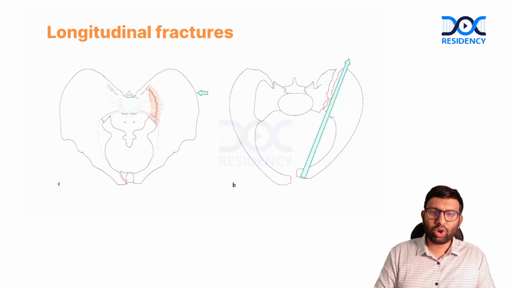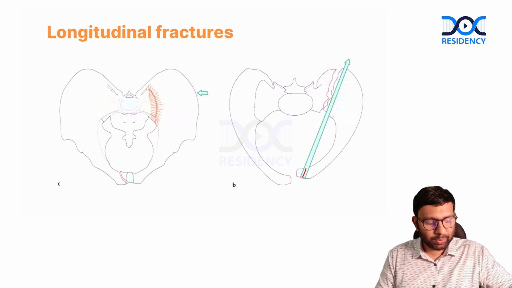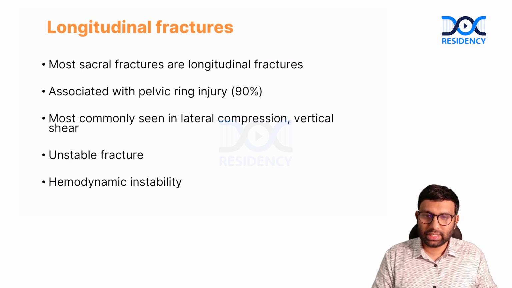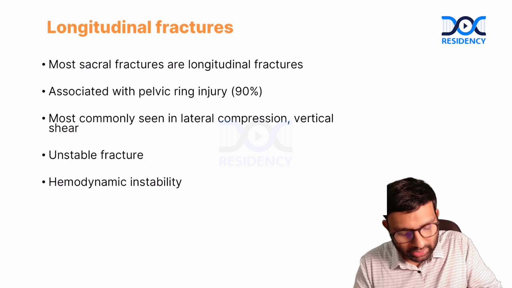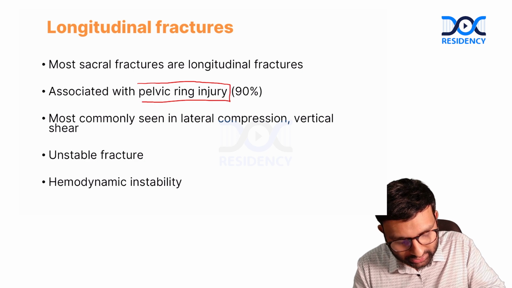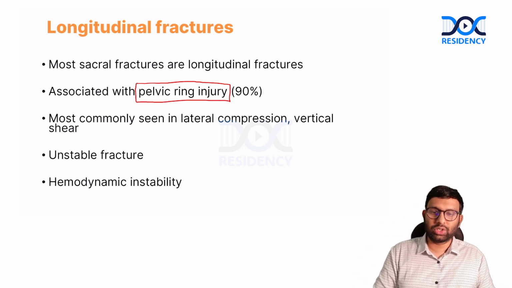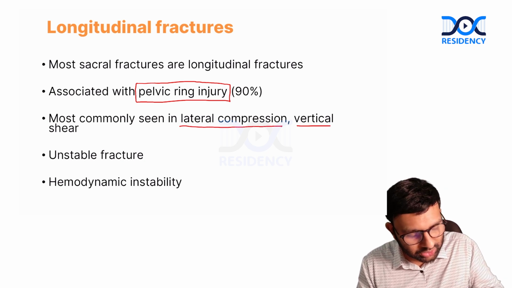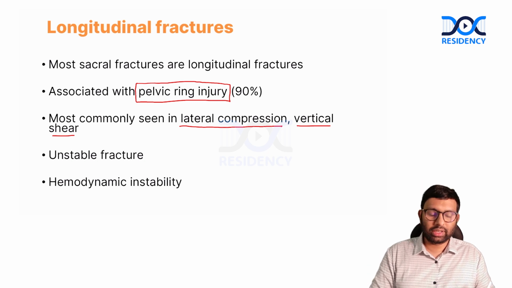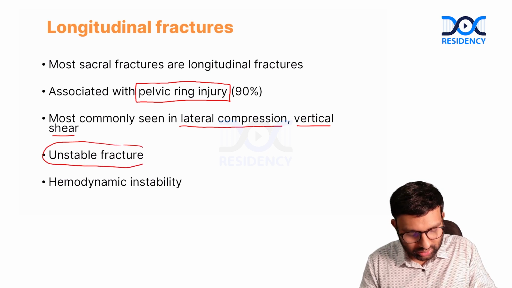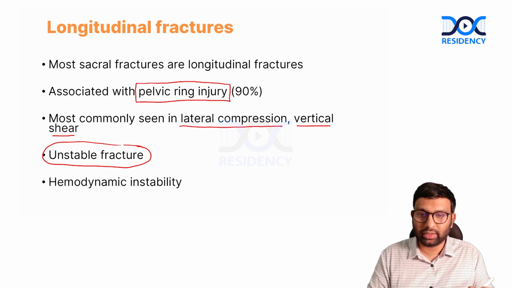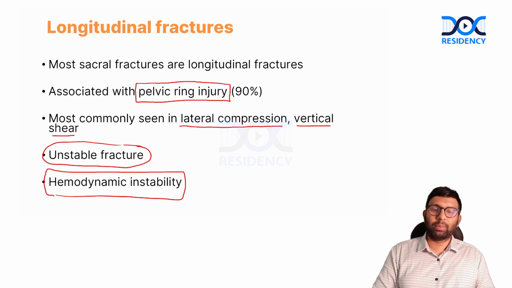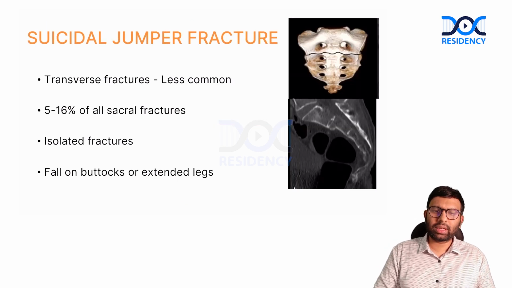Okay. Now longitudinal fractures, like I told you, the injury usually transmits to the pelvic ring and then goes into the sacrum. Okay, so most sacral fractures are from these longitudinal injuries, and they are always associated with pelvic ring injury. About 90% of the time longitudinal fractures are associated with pelvic ring injury, and they're commonly seen in lateral compression type of fracture and vertical shear type of fracture. In lateral compression and vertical shear, they are unstable fractures because the joint is disarticulated, and they have hemodynamic instability. Because a pelvic ring injury is there, there is going to be hemodynamic instability.